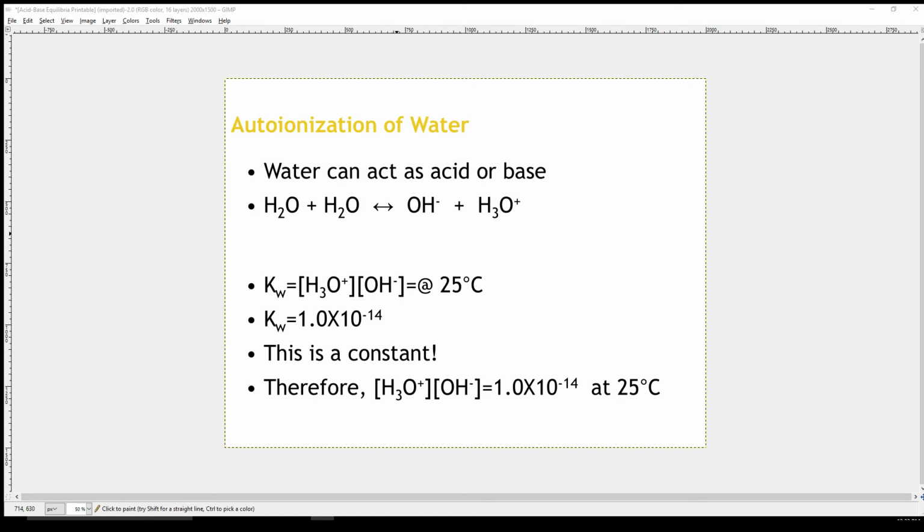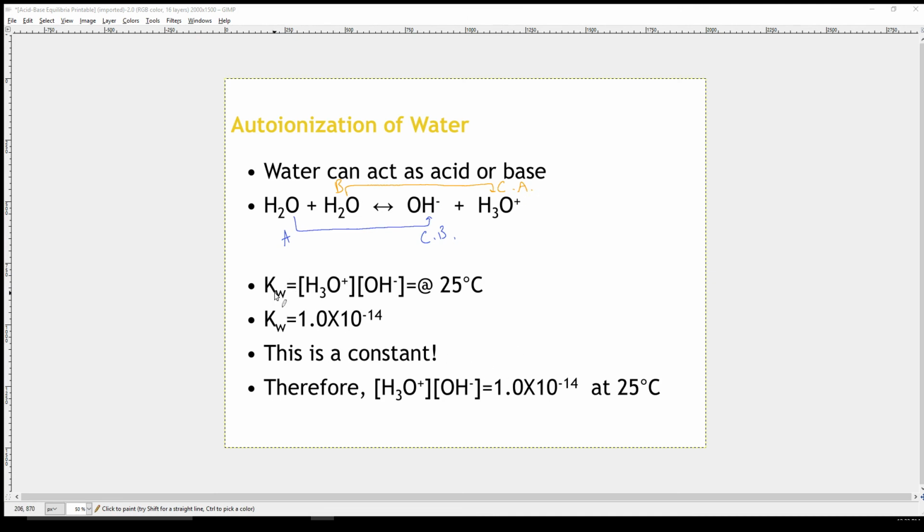Okay, something that's important to know is water can act as an acid or as a base. We kind of touched on that earlier. Here we could link this water with this hydroxide, and this water with this hydronium. In one case, it donated hydrogen, so it went from an acid to its conjugate base. Here we have a base and its conjugate acid.